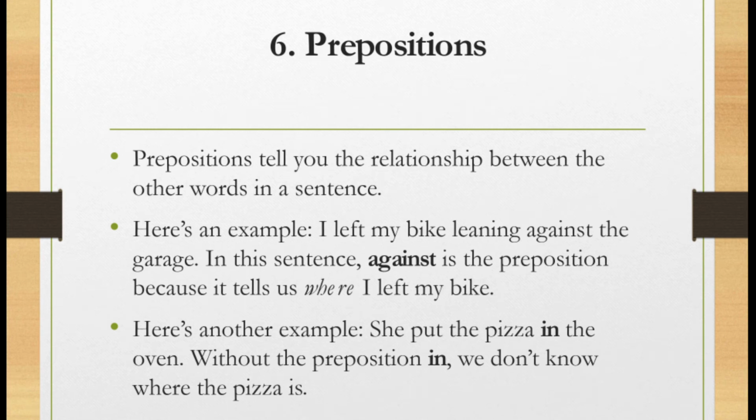Prepositions. Prepositions tell you the relationship between the 2 other words in a sentence. Here's an example. I left my bike leaning against the garage. In this sentence, against is a preposition because it tells us where I left my bike. Here's another example. She put the pizza in the oven. Without the preposition in, we don't know where the pizza is.